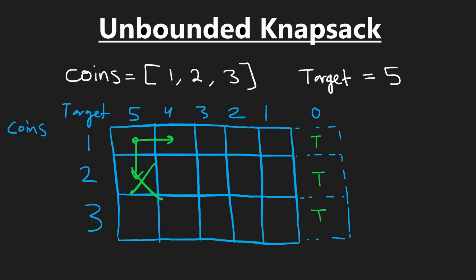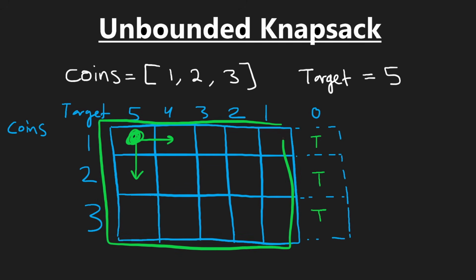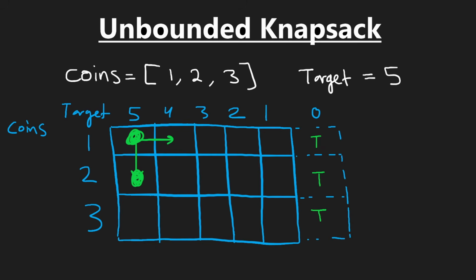Because if we go straight down, that means we didn't use a 1 coin, so we still want to sum up to 5. But now we're just going to decide to skip 1. We don't have to use it. We're not going to use it. We're just going to use the other 2 coins. So basically, the directions that we're going to look in this 2-dimensional grid, for every point, if we're trying to get the value that goes here, we can choose to go right or we can choose to go down.